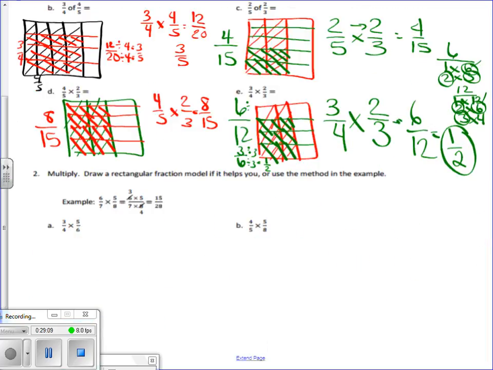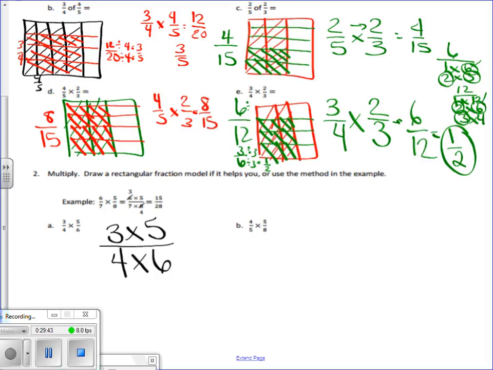So here, they're not telling you to do a rectangular fraction model. They just said if it helps you. Here, they're doing the simplify within the problem. So here, they're doing the 3/4 times 5/6. With 3 times 5, they're mushing them together. 4 times 6, they're putting them together.